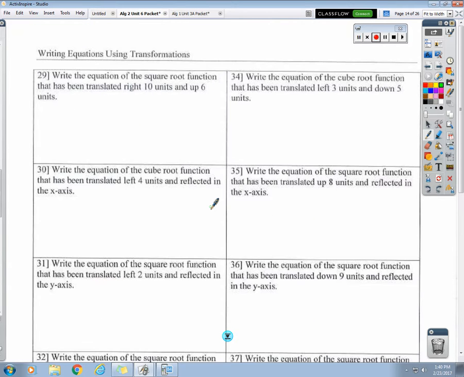Okay, now we're going to do them without a graph. They're going to give you the words, and you write the equation from the words. Write the equation of the square root function that has been translated right 10 and up 6. So y equals, it's a square root, so it's going to be x, right 10 would be minus 10, and then up 6 is plus 6 on the outside, and you're done.